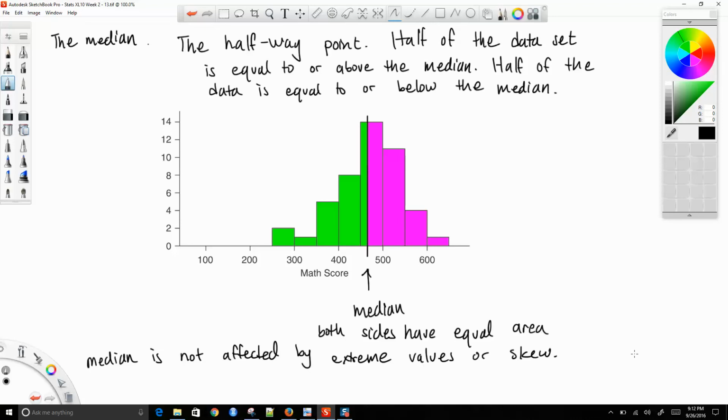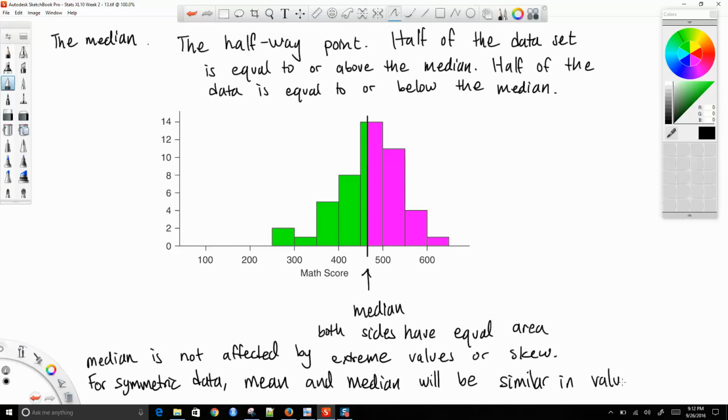But yeah, the mean you get by adding up the numbers and dividing by how many numbers you have. The mean is affected by extreme values. The median is not, okay? So if you have symmetric data, for symmetric data, the mean and the median will be similar in value. Okay, that's for symmetric data.